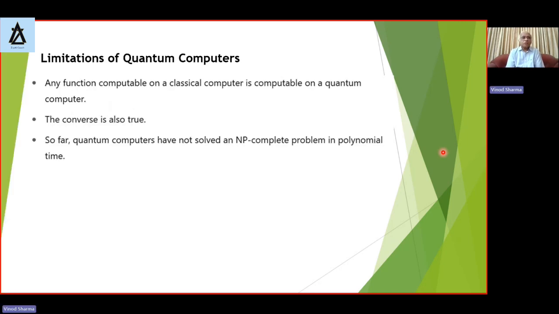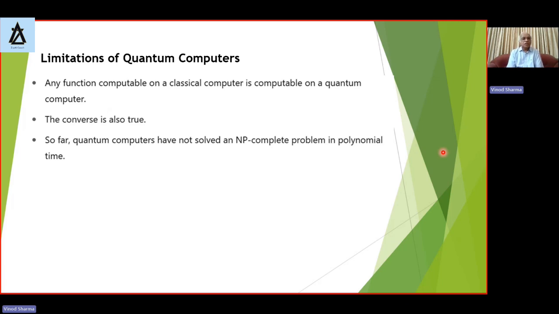After explaining all these important gains that you can obtain from quantum computers as compared to classical computers, let us also mention that there are some limitations as well. One important thing for us to understand is that any function computable on a classical computer is computable on a quantum computer. That, of course, is the advantage of the quantum computer. But the converse is also true. That means quantum computers will not compute any function which is not computable on classical computers, and there are functions which are not computable on classical computers.